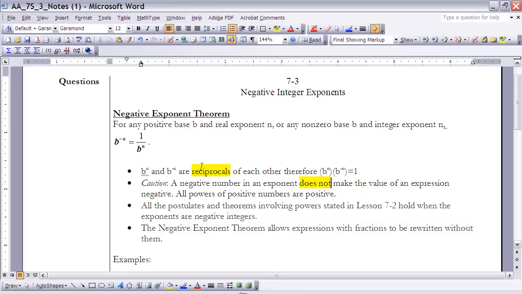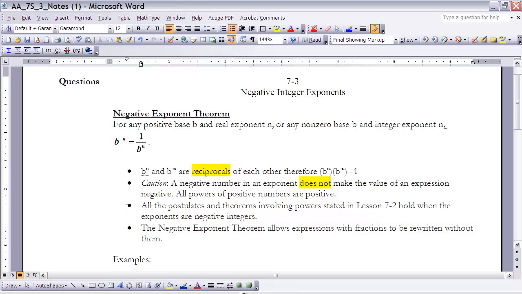I've got this caution here: a lot of times when people start dealing with negative exponents, they want to make the value of the expression negative. That does not happen. A negative in the exponent does nothing to the positive or negative value of the expression. So be careful with that. The negative sign of an exponent does not make the value of an expression negative. All powers of positive numbers are positive.